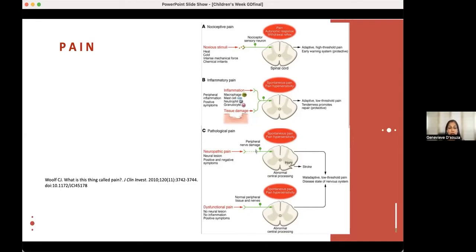Maybe there was something, but the brain signals are now misfiring. And that's where the pathological pain comes from. And that's the neuropathic pain or the dysfunctional pain. And that's well described in this paper, "What is this thing called pain."